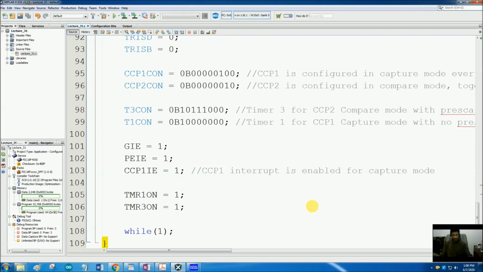We know that we have a 4 MHz crystal, so every count up will be after f oscillator by 4 if we don't have any prescaler, and that means that the time period of each count without a prescaler is 1 microsecond. Then we have a prescaler of 8, as we have set it here in the T3CON register. These 2 bits are 1, so we have selected a prescaler of 8 in this case, and we have also set the value of T3 in the timer 3 register to 0.